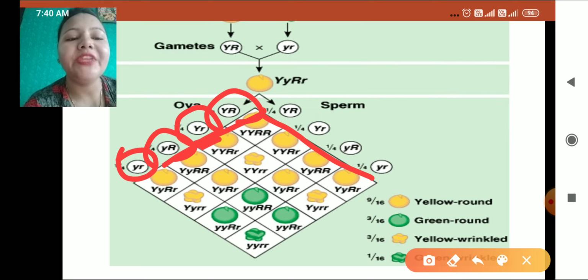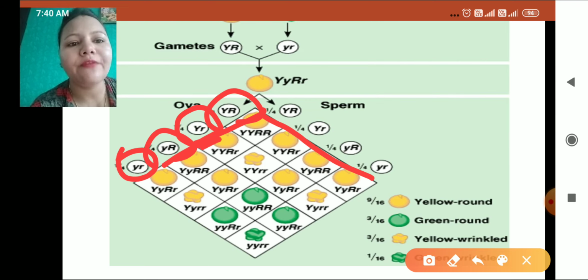When these gametes are placed in a Punnett square box and crossed, we have 16 pea plants along with four different types of combinations. The four different combinations produced from this are round yellow, round green, wrinkled yellow, and wrinkled green.